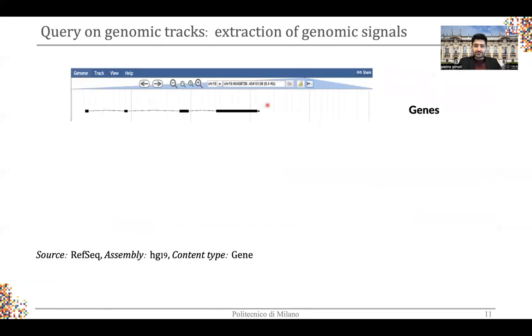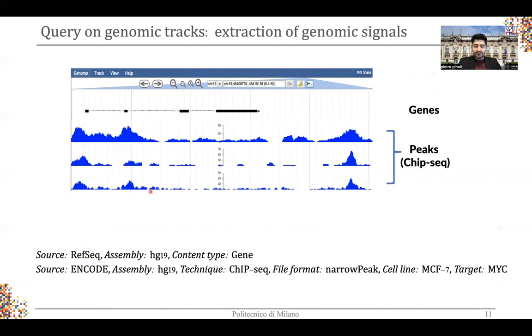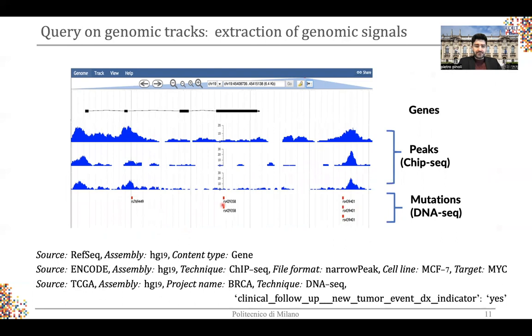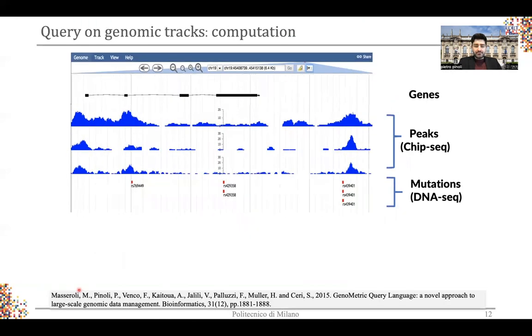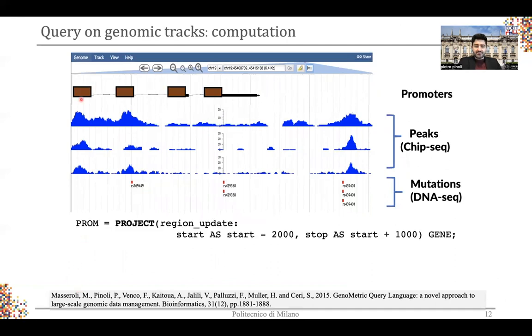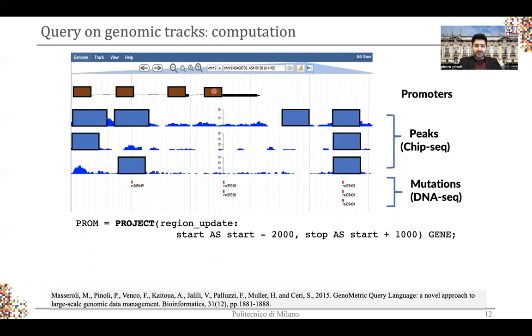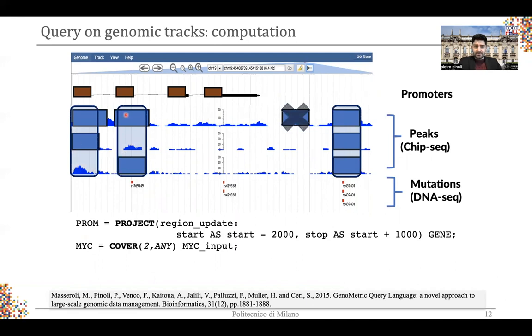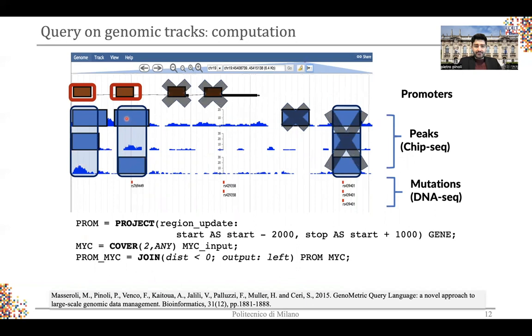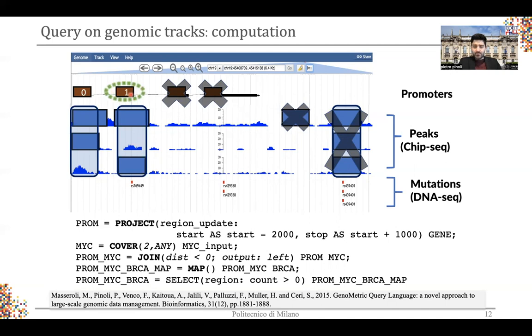So suppose that we have a set of genes, maybe coming from RefSeq, 3 replicates of the same ChIP-seq coming from ENCODE, and a set of mutations, maybe coming from TCGA. We want to perform a very complex query. For example, we want to start by selecting the promoters of the genes. Then we want to select those regions in the ChIP-seq where the region is confirmed by at least 2 peaks of ChIP-seq, so these 3 regions. Finally, by a join, we identify the promoters that intersect with at least one of these regions. Count for those promoters how many mutations are intersecting, and finally select only the promoters with at least 1 mutation.